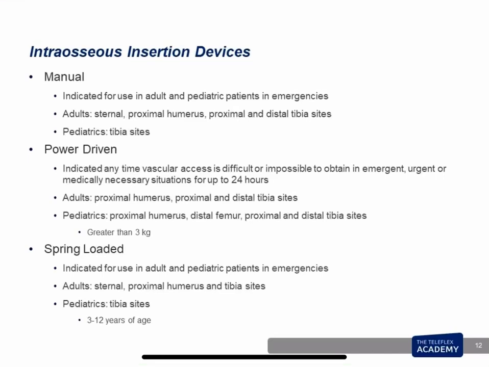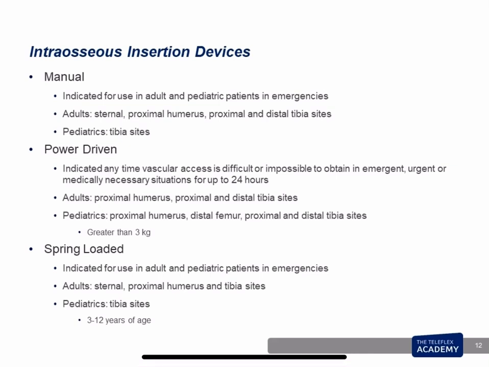IO-access has been used since World War II, and there have been many devices over the years, most of which were manual devices, and those devices still exist. There are devices meant for both adult and pediatric use in the sternum, in the proximal humerus, and in the proximal and distal tibia. One of the limitations in adult situations, however, particularly in the tibia, is that the bone is thicker and harder to get through in a manual fashion.